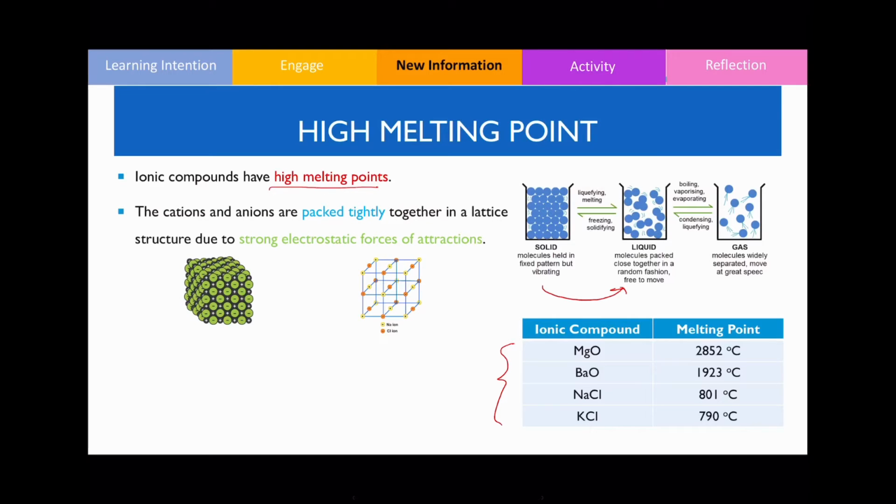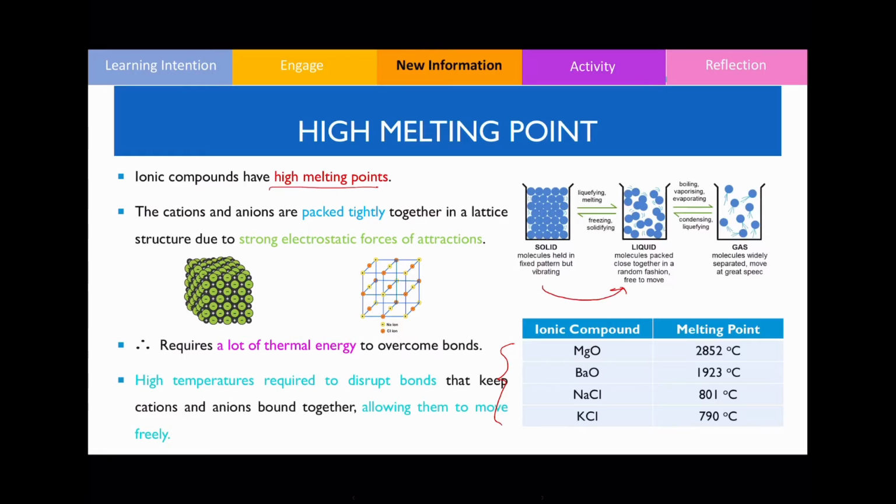The reason why it has a high melting point is that the cations and the anions are packed tightly together in this nice lattice structure, and as a result, you require a lot of thermal energy, which essentially means you need a high temperature, to disrupt the bonds. Disrupting the bonds allows the individual ions to move freely, so that it looks like this particular diagram over here.